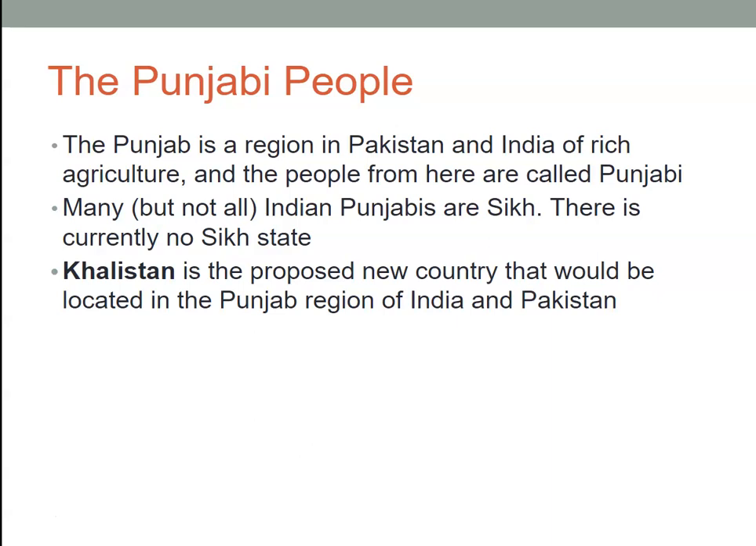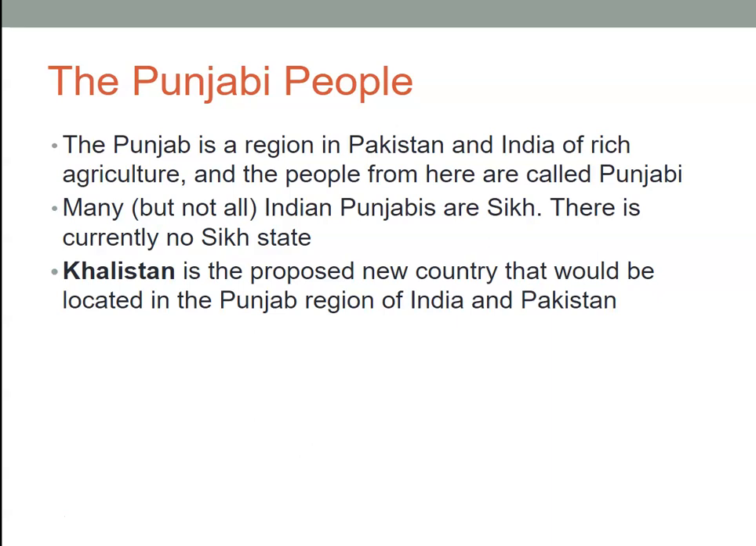Okay, very rich agriculture. People here are called Punjabi. Many of them are Sikh. There is a good amount that are also Christian and Muslim, but majority would be Sikh. There is currently no Sikh state. Okay, so a lot of folks would like there to be a Sikh state, would be called Khalistan. And so Khalistan is the proposed new country that would be located in this Punjab region, taking pieces from both India and Pakistan. India says absolutely no way.